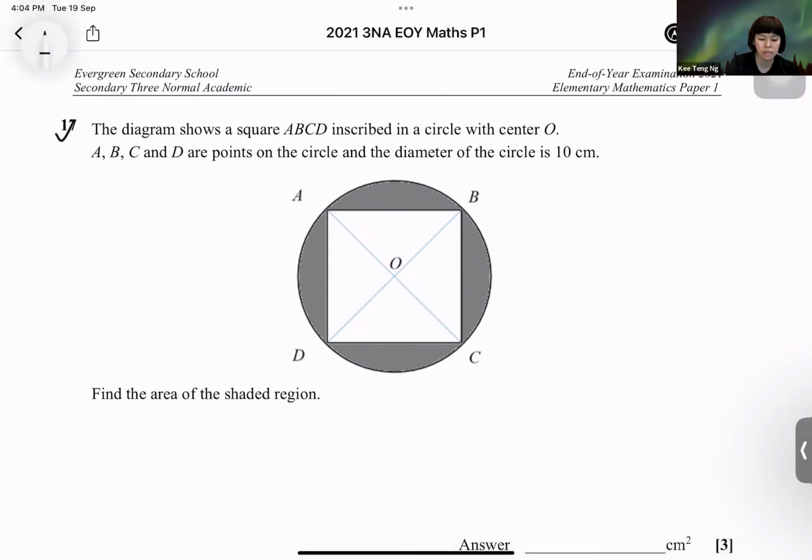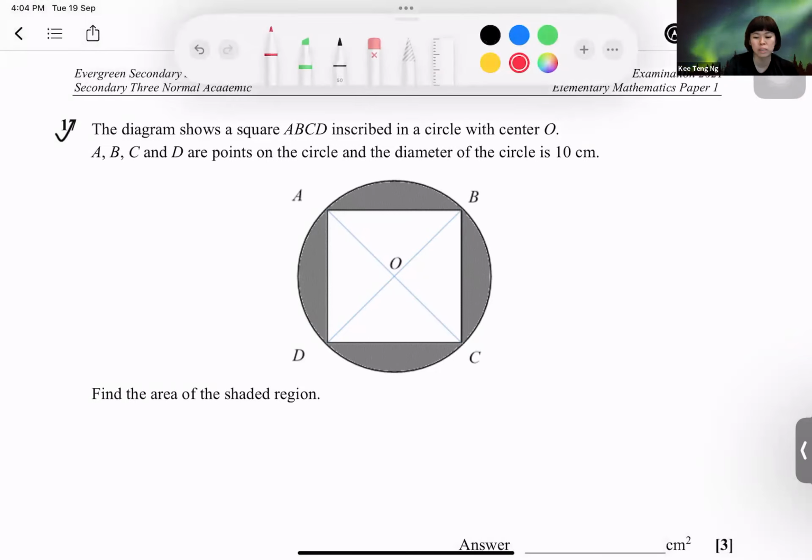Inscribe, in this case, means the square fits just inside the circle nicely. This diagonal of your square, the hypotenuse, is going to be your diameter. A, B, C, D are points on a circle, and the diameter of the circle is 10 cm. So here 5, here 5, here 5. There are so many 5s. And it's a square, right? So 90 degrees, right? So this is 5 cm.